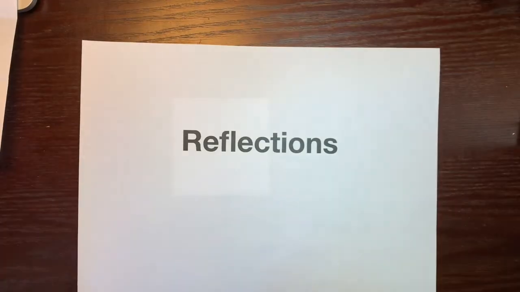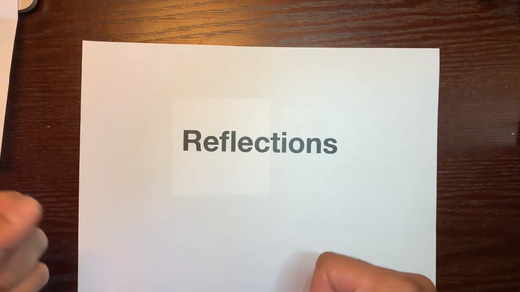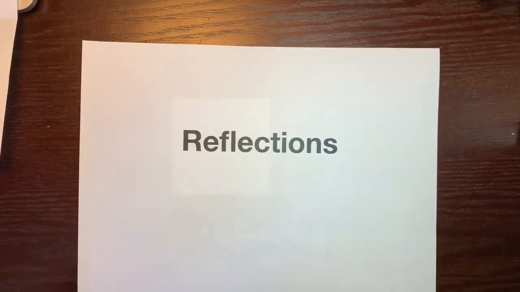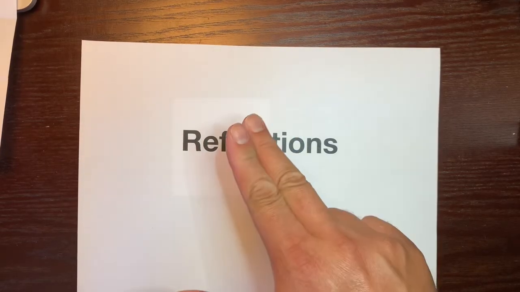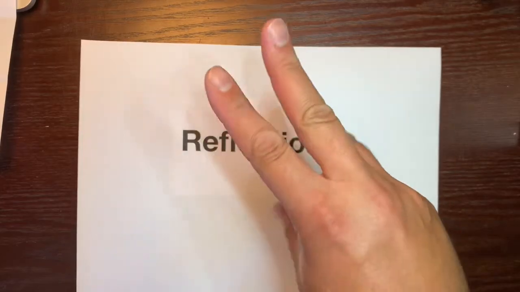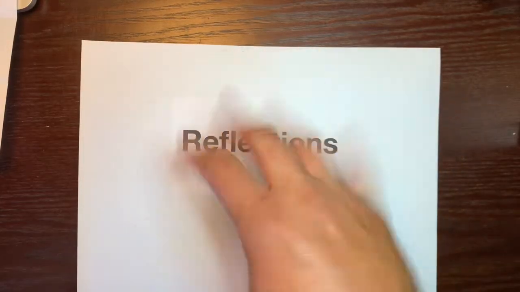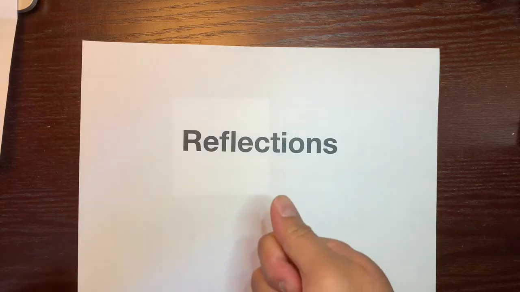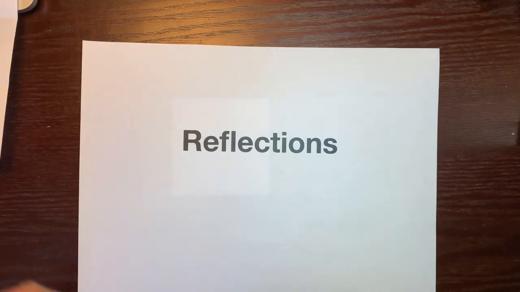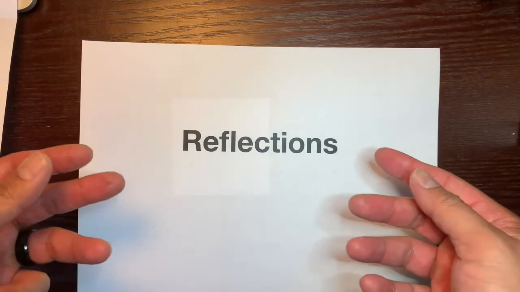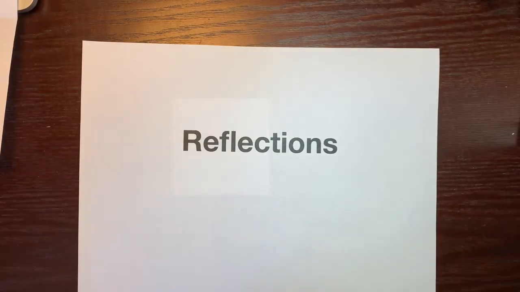So reflections are one of the 4 types of transformations in geometry. There are reflections, translations, rotations, and dilations, 4 of them. So translations, reflections, rotations, and dilations. Try to memorize those, but today this video will focus on reflection.